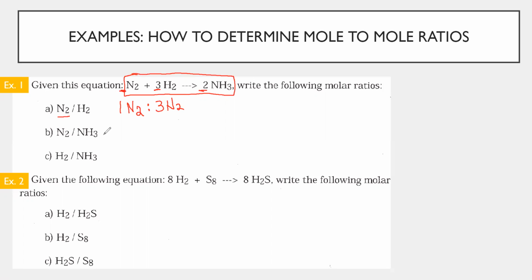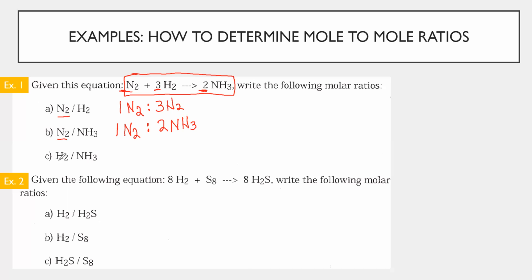Now letter B wants to know how many N2s. We said there's no number in front of it, so that indicates there's only 1 N2. And that wants to know for every 1 N2 that you have on the reactant side, how many NH3s, or how many products do you get? There's 2 there, so you're going to get 2 NH3s produced for every 1 nitrogen molecule.